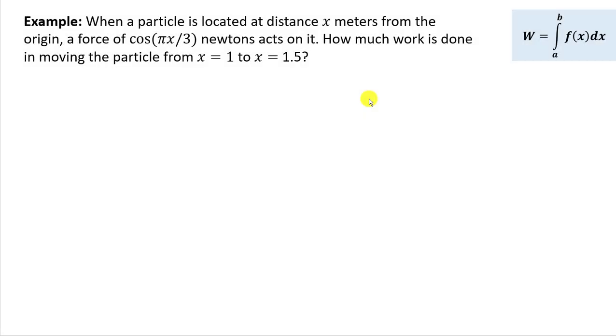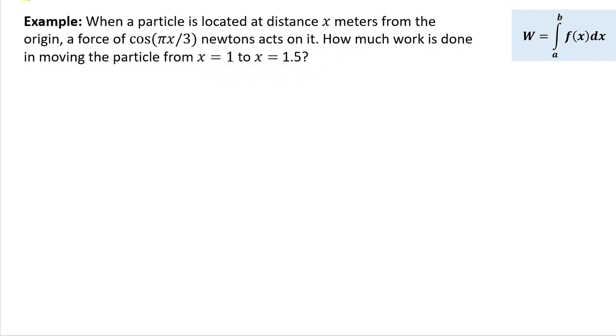So let's try an example. It says when a particle is located at a distance x meters from the origin, a force of cosine of pi x over 3 newtons acts on it. How much work is done in moving the particle from x equals 1 to x equals 1.5?